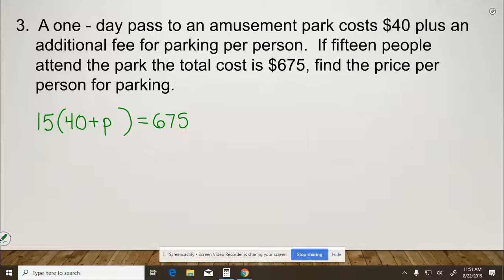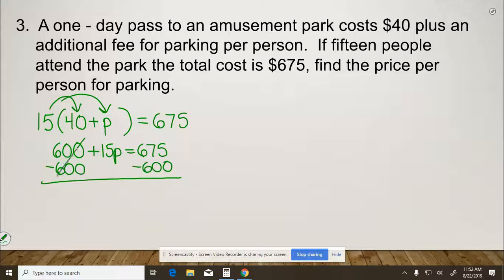So we're going to start by distributing the 15 into the parentheses. 15 times 40, 15 times P. Well, 15 times 40 is 15 times 4 with an extra 0 on the end. So that's 15 times 4, which is 60, with an extra 0 makes 600, plus 15P equals 675. Getting rid of the constant, which is positive 600, we're going to subtract it. We get 15P equals 75. And last, we divide by the coefficient, which is 15, and we find that 75 divided by 15 is 5.